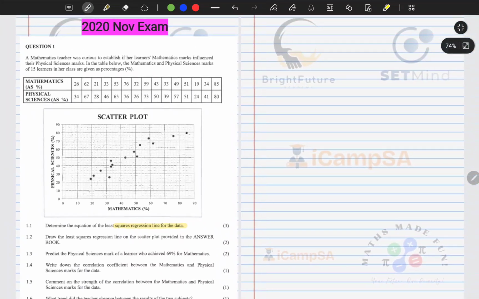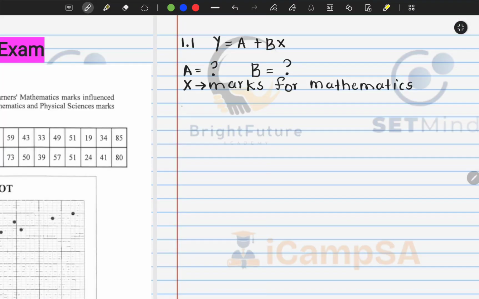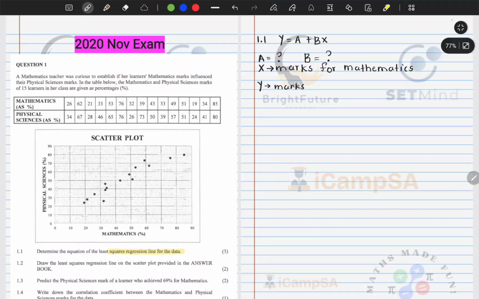So we've done a lot of these already, but let's go and have a look at what is happening. So 1.1. The equation of the least squares regression line is always given by y equals a plus bx. So essentially we need to figure out what is the value of a and what is the value of b, because the others we know. We know that x indicates the marks for mathematics, and what you need to remember is that y indicates the marks for physical sciences.